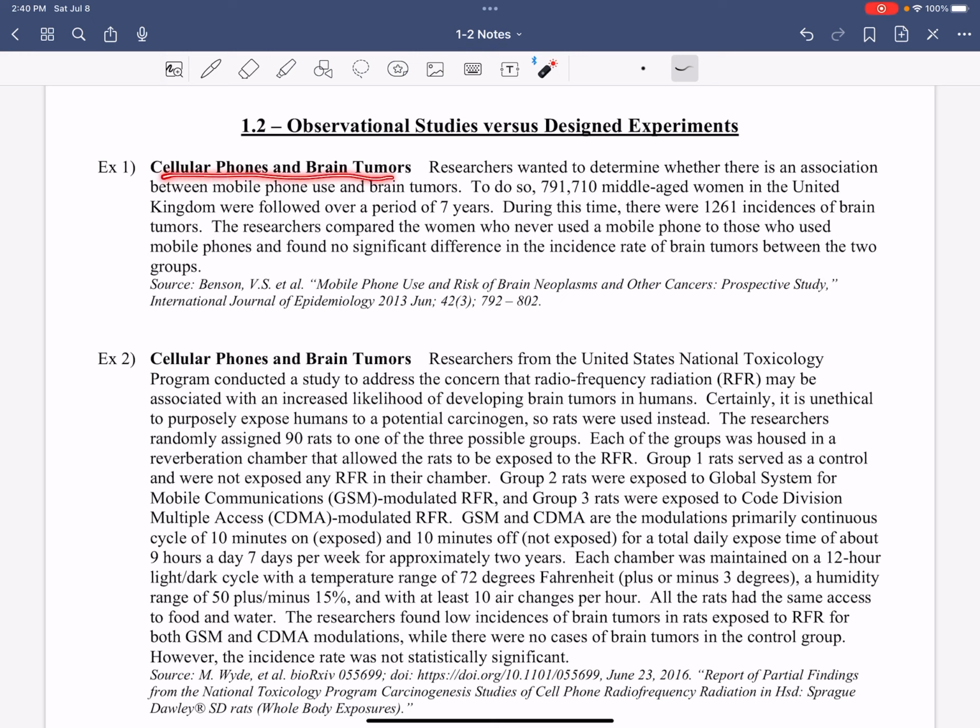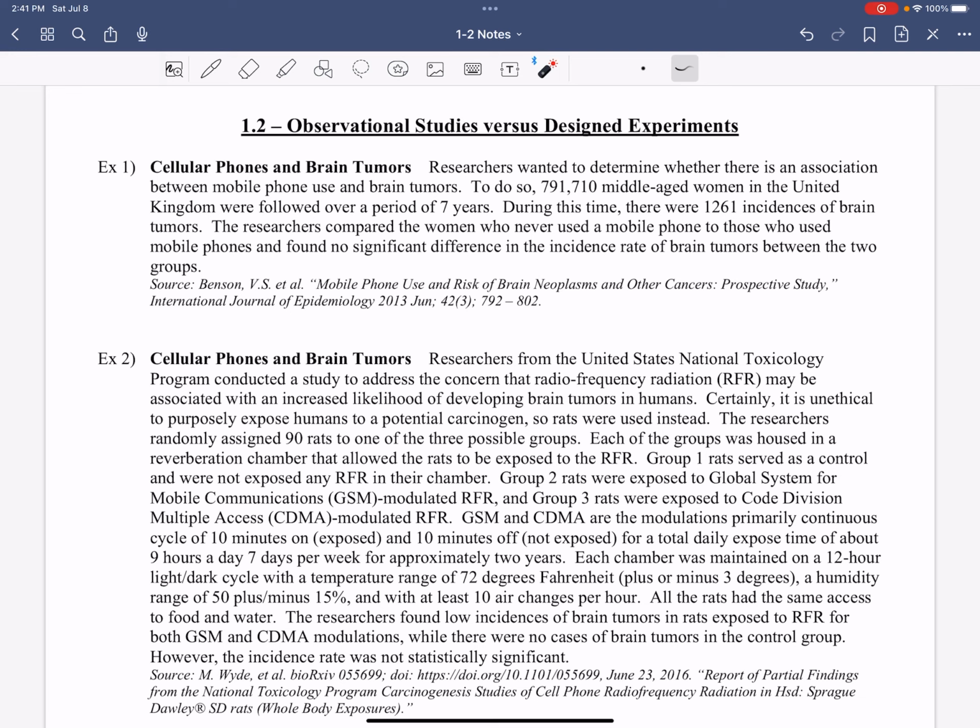So on this first one, cellular phones and brain tumors. We're looking at the same thing on both of these. It's just two different ways to approach it. All right. So researchers wanted to determine whether there's an association between mobile phone use and brain tumors. To do so, 791,710 middle-aged women in the UK were followed over a period of 7 years. During this time, there were 1,261 incidences, that was tough, of brain tumors. The researchers compared the women who never used a phone to those who used them and found no significant difference in the incident rate of brain tumors.